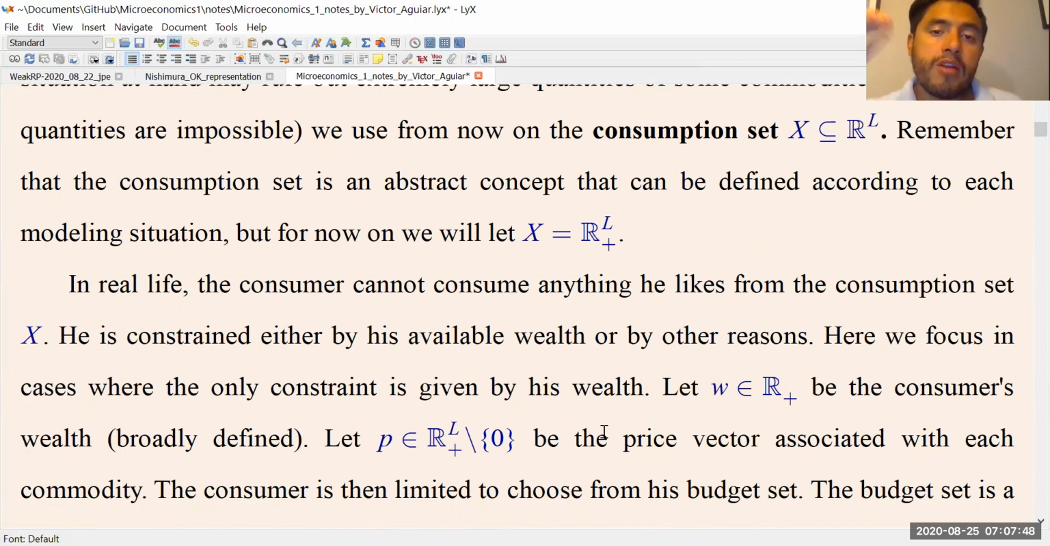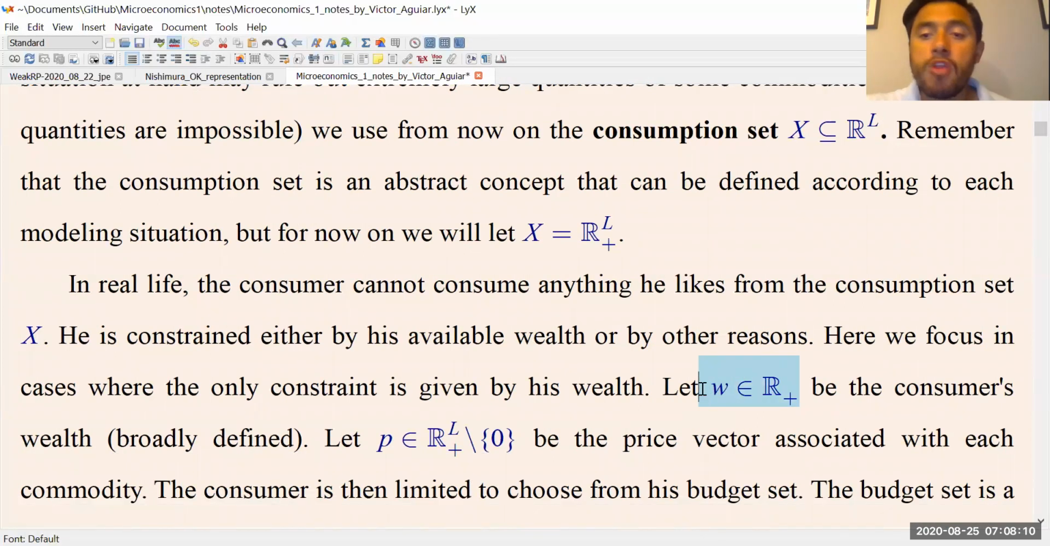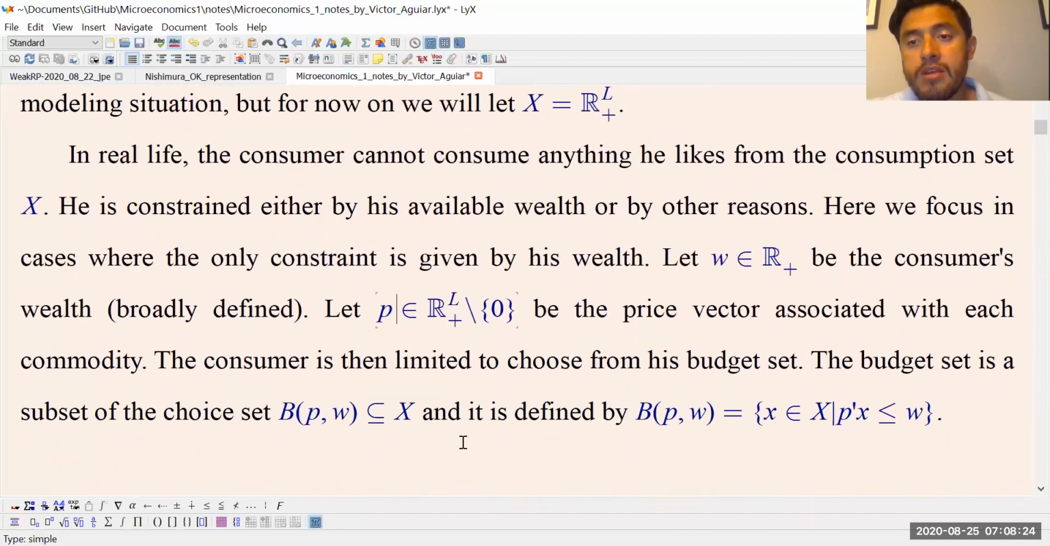In real life, the consumer cannot consume anything he likes from the consumption set X, right? So a consumer usually is constrained by his available wealth or income or any other reason. Here we're going to focus on a particular type of constraint, which is a budget constraint. So we're going to introduce this new notation. W is the amount of income you have, the amount of physical income you have. And then prices are a vector in the Euclidean space, where we must disallow zero prices and also negative prices.